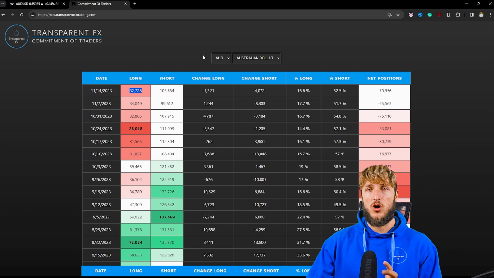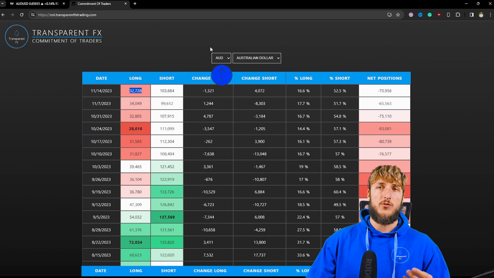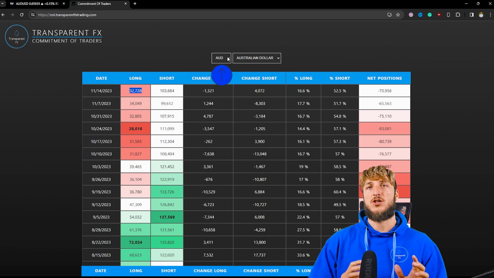And keep in mind that all currencies on the spot are traded against the USD. So if we're checking the data for the AUD, we are actually already checking AUD USD.